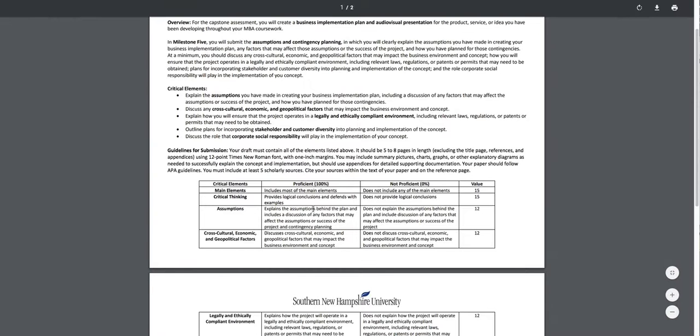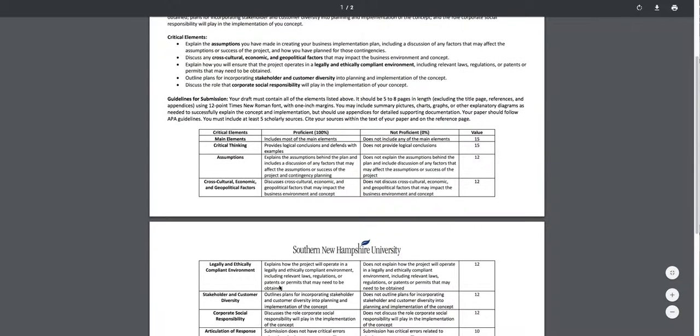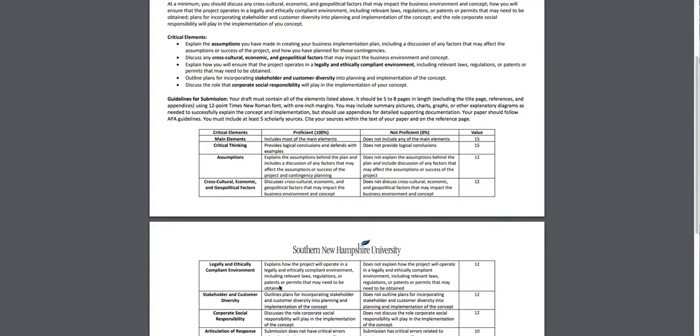Now, as far as the legal and ethical compliant environments, hey, this is self-explanatory. Explain how the project will operate in a legally and ethical compliant environment, including relevant laws, regulations, or patents or permits that may need to be obtained. Let's just say you want to open a mortgage broker company or a real estate company, say in Texas. Well, the laws in Texas will be different than if you were already running that same business in California. So you would have to know what the laws are in Texas in order to successfully introduce that new service and a whole line of products under mortgages and real estate in Texas than you would for California. So that is an example.